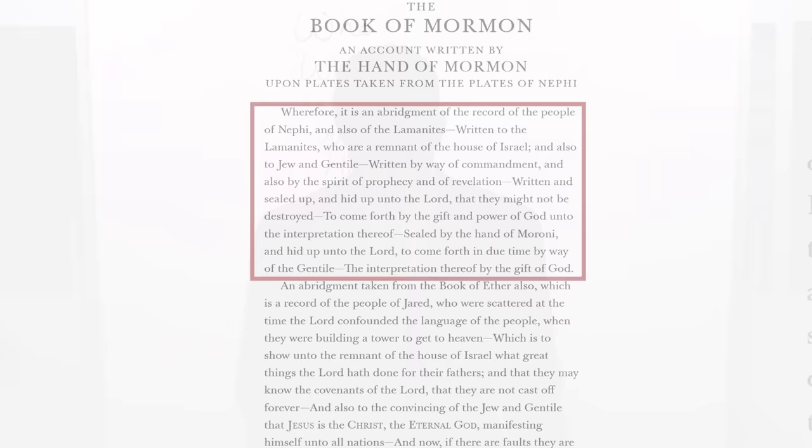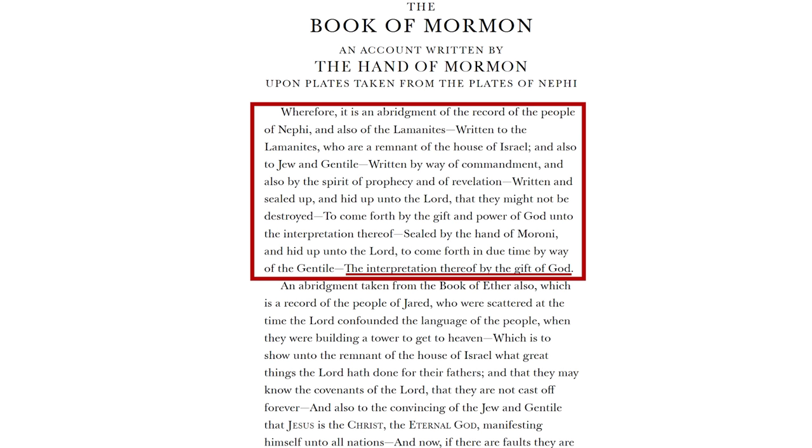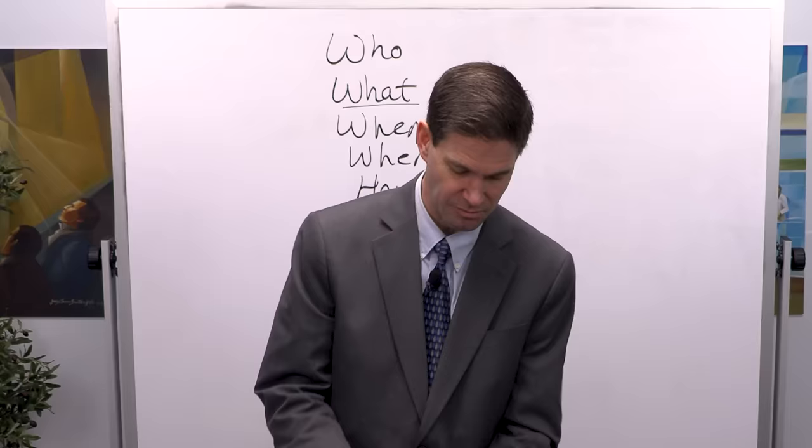The interpretation thereof by the gift of God. This is not going to make sense to anybody unless God helps that person do the work. This Gentile who's going to bring this work forth, the way he describes it there. Most of those questions have been answered in paragraph 1.